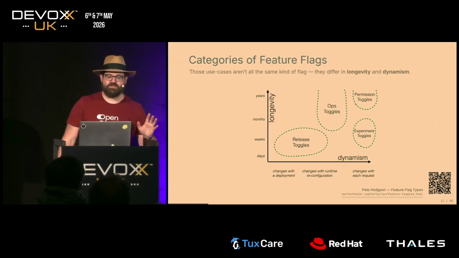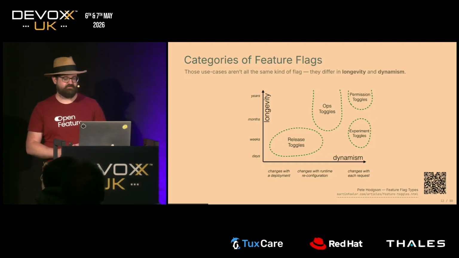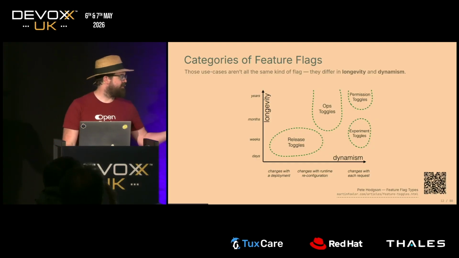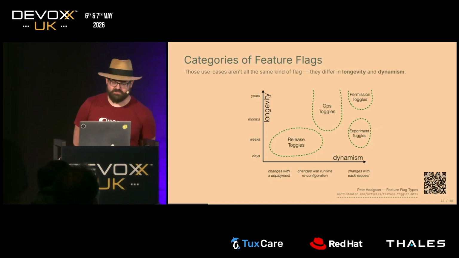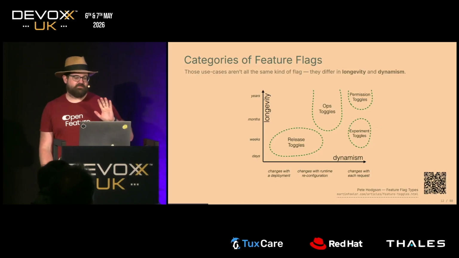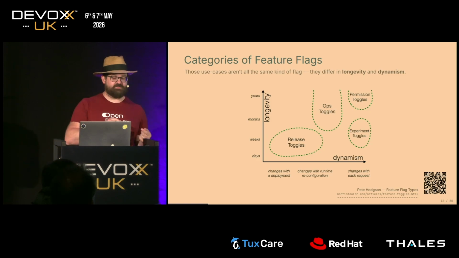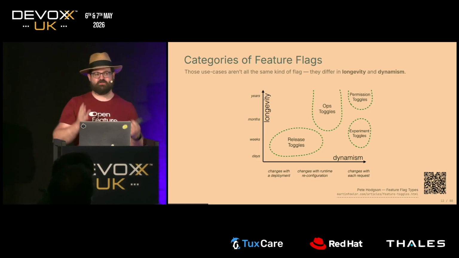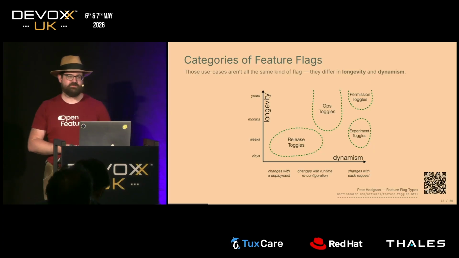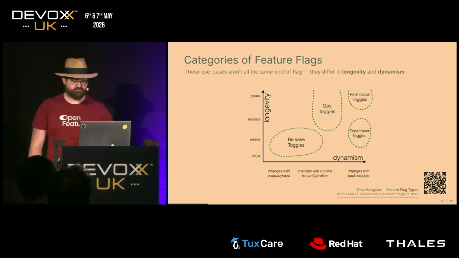And based on this, we are categorizing 4 different kinds of feature flags. You can read more about it on Martin Fowler's blog. This is actually from Pete Hodgson's blog post about feature flag types. And the 4 categories are, on the one side, the release toggles, which are basically only for a short time, usually in our code base. They are not really dynamic. They are not changing that often per request.